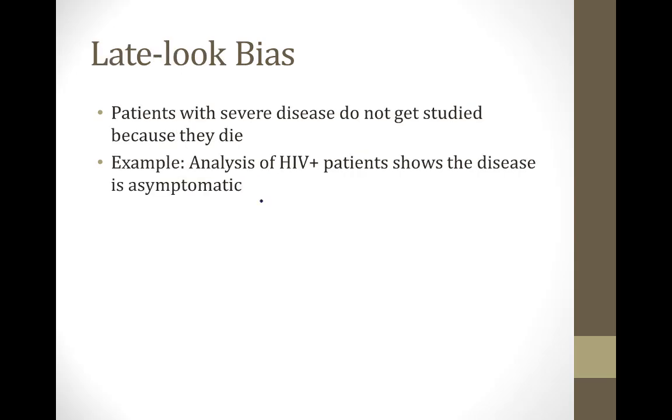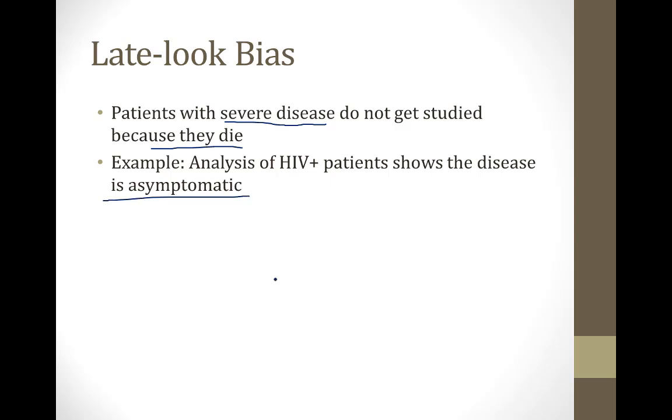The late look bias is a type of bias that happens in surveys or polls or other cross-sectional studies where patients with severe forms of disease do not get studied because they have died. So for example, suppose we were conducting a survey of HIV positive patients to determine their symptoms, and the survey showed that HIV patients are asymptomatic.